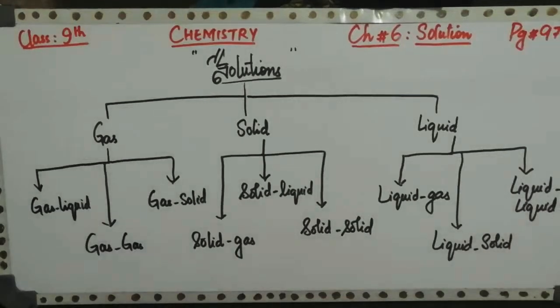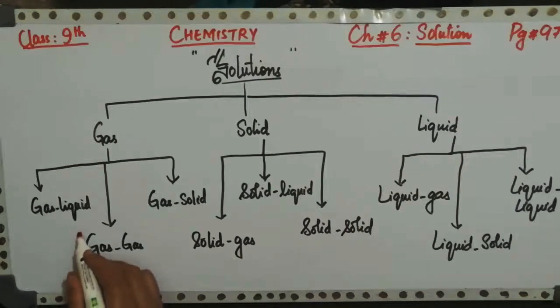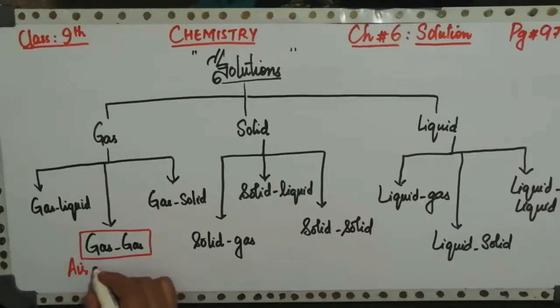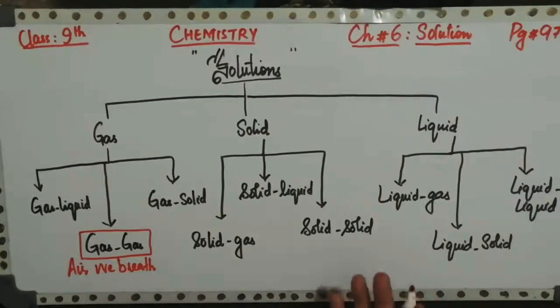So finally we can say that we have 9 types of different types of solution. 9 types of solution: 1, 2, 3, 4, 5, 6, 7, 8, 9. Now out of these, we can also say that these 9 types of solutions range from gas solution, for example, air, in which we breathe. Air we breathe in and out, and from here we can move on to the solid solution.